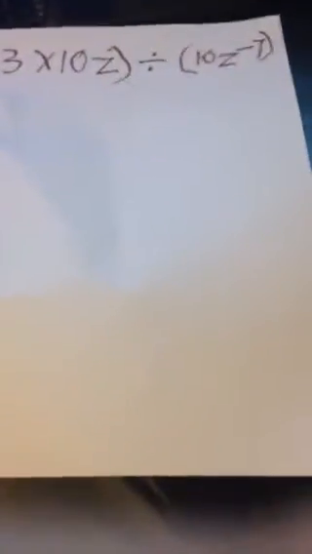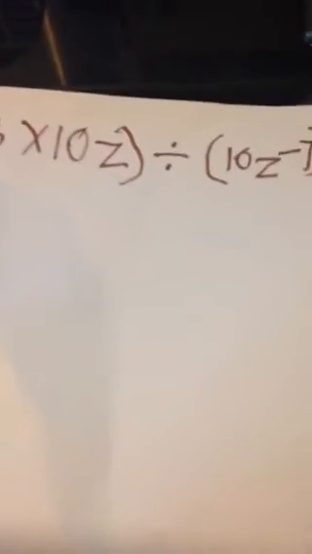Today I'm going to be showing you how to do like terms. Like this one right here. Like terms have the same variables. Like this. So, how can you solve 3 times 10z divided by 10z minus 7?